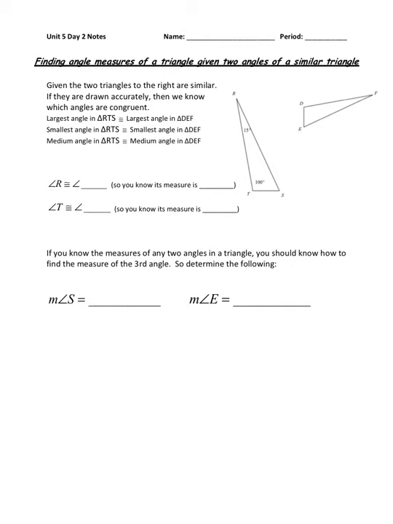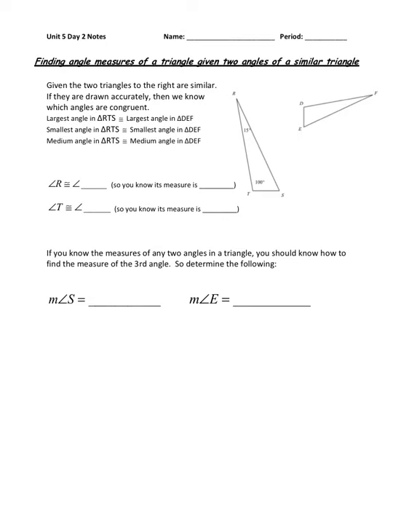All right, now we're going to work on finding angle measures of a triangle given two angles of a similar triangle. Little more math, little more logic. All right, we are telling you they are similar. That is our given information. Now you've got to find out which angle is corresponding to which angle.